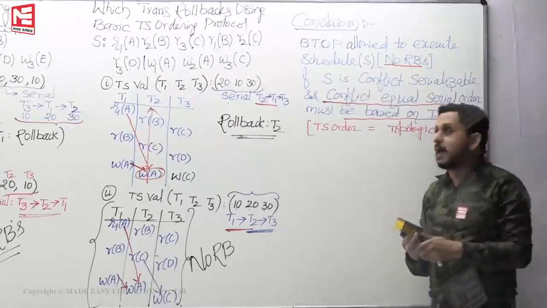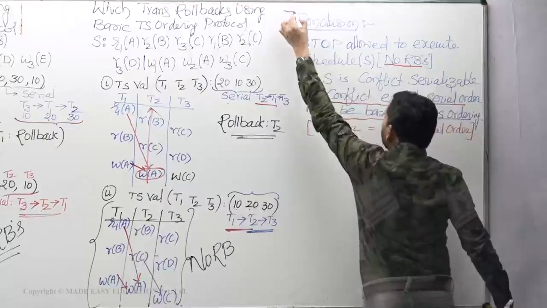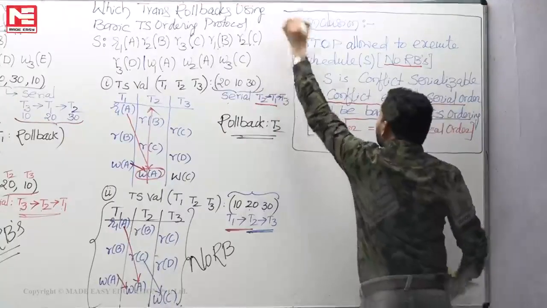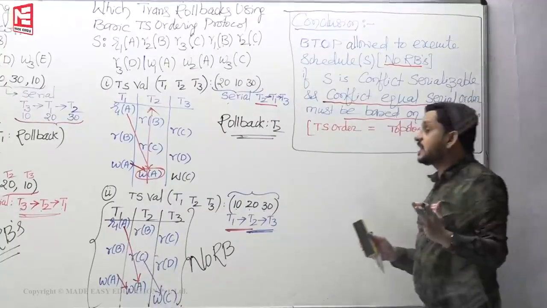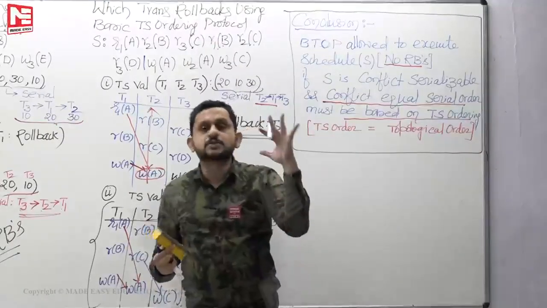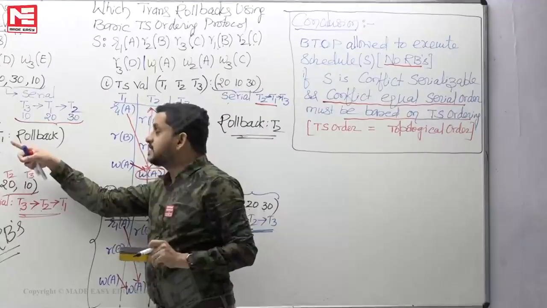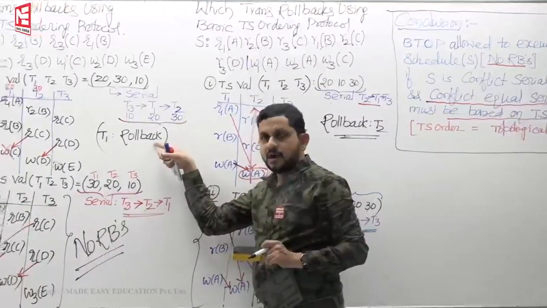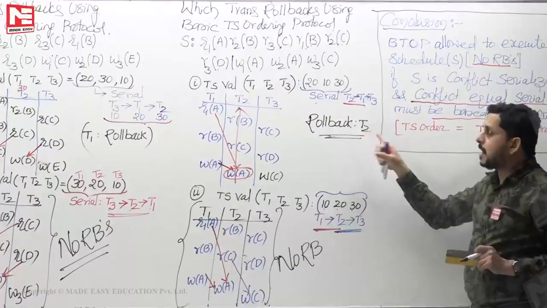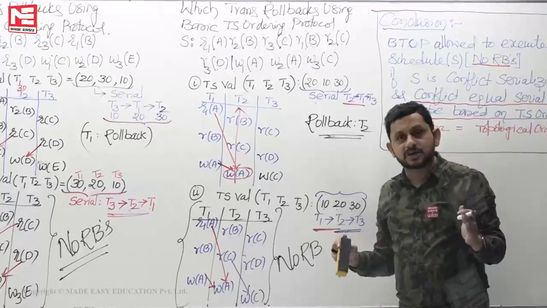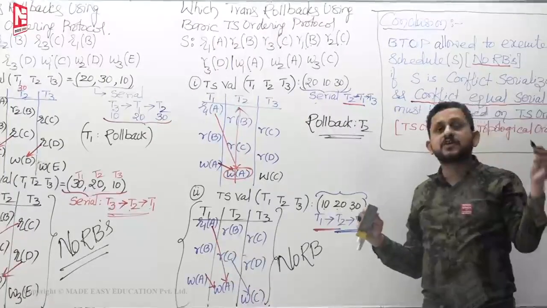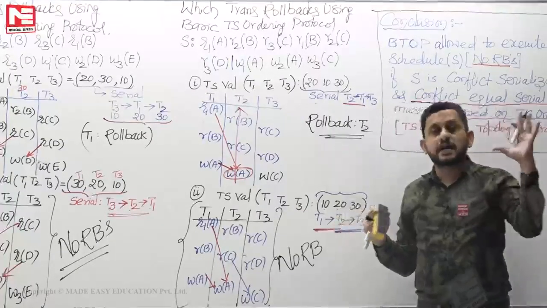protocol without any rollback. If the schedule is not conflict serializable, then it is also not allowed to execute. Even if it is conflict serializable but the equal serial order is not based on timestamp order, then it is also not allowed to execute. Not allowed to execute means at least one rollback. So the basic timestamp ordering protocol allows the schedule if it is conflict serializable and the conflict equal serial order is based on timestamp order.